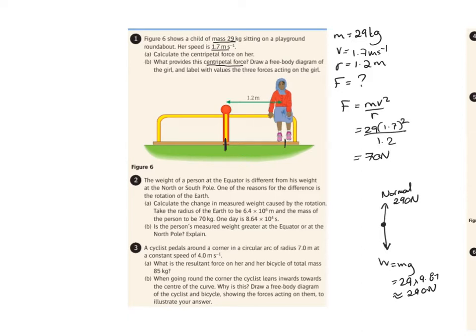And then you have the centripetal force acting on the girl towards the center of the circle, which is 17 newtons. You already calculated that. Okay, so let's go to question 2.